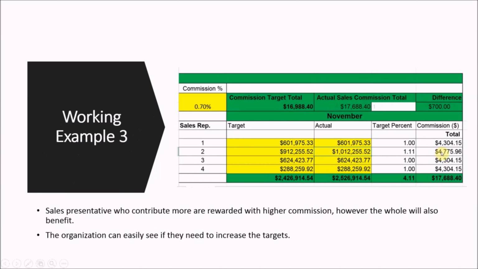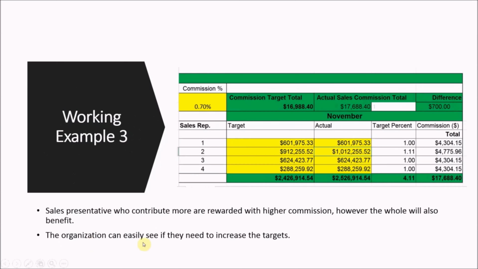So this person, sales rep 2, is actually making $4,775.96, while the others are also making a little bit more. He is getting more of the overall commission amount because he actually contributed more. So the sales reps who contribute more are rewarded with higher commission. However, the whole will always benefit. So it's an incentive on the individual level as well as an incentive on an overall organizational level, which makes it a very robust model.